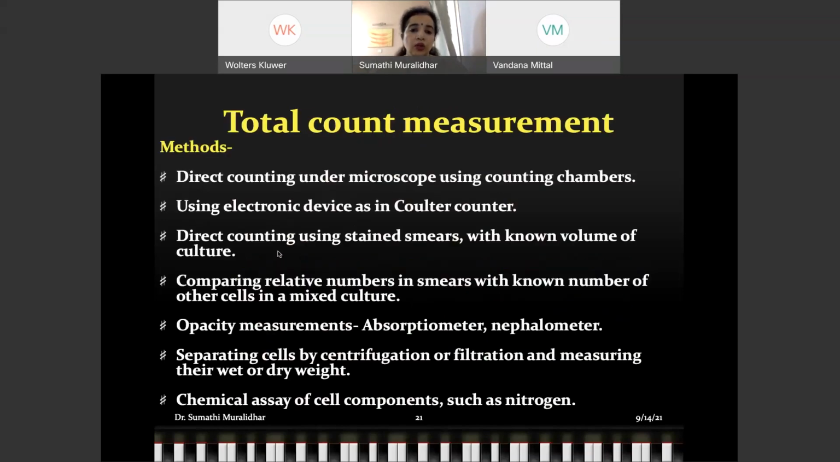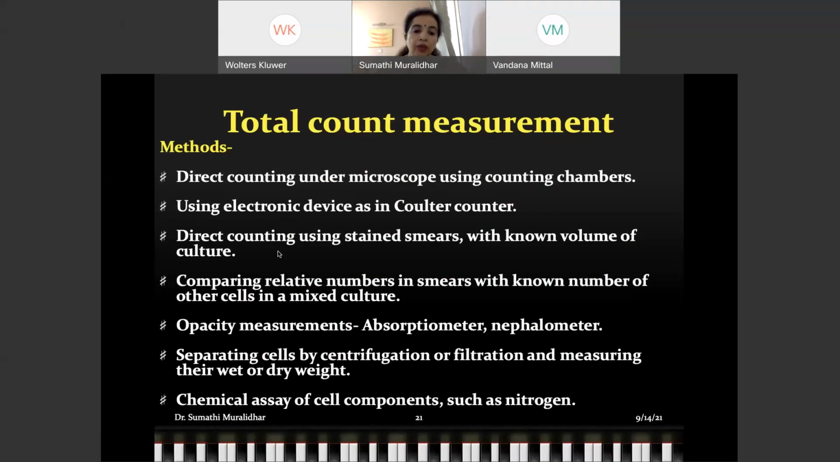So how do you count? You count the bacteria by many methods. One is the direct counting under a microscope using a counting chamber. Or you can use electronic devices such as the Coulter counter. And the direct counting can also be done by staining the smears, make a smear of the bacterial culture, and then you count the stained smears with a known volume of the culture. Or you compare the relative numbers in smears with known number of other cells in mixed culture.